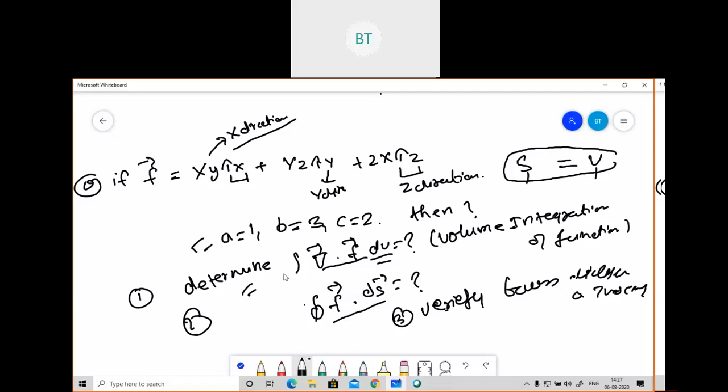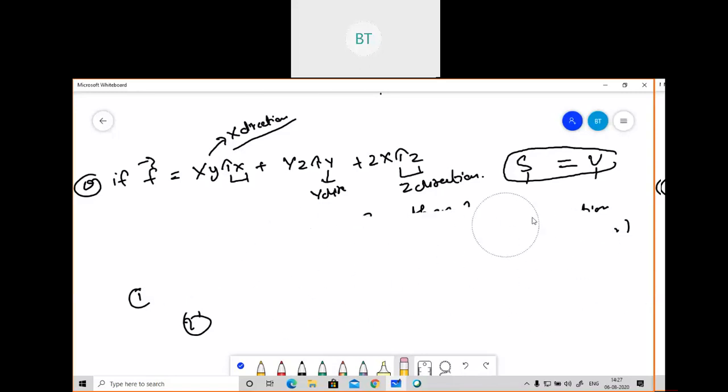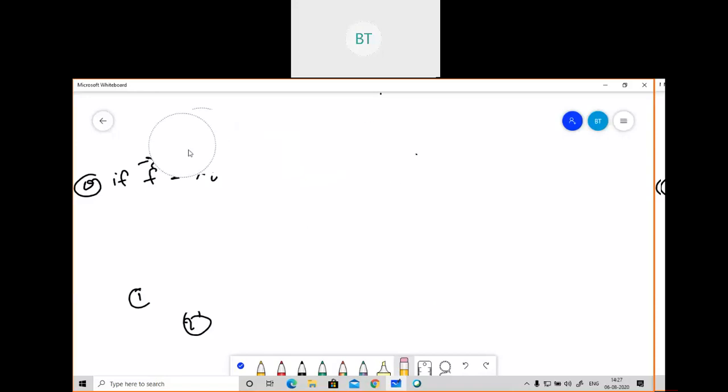So let's start how to solve this problem. In the last class, if you have seen, I calculated the divergence theorem. I gave you the divergence theorem formula, and I showed you how to calculate it. So you just need to apply that formula for calculating the volume integration of the function.